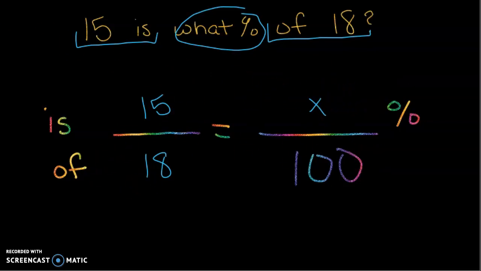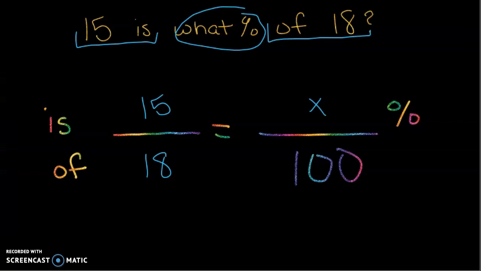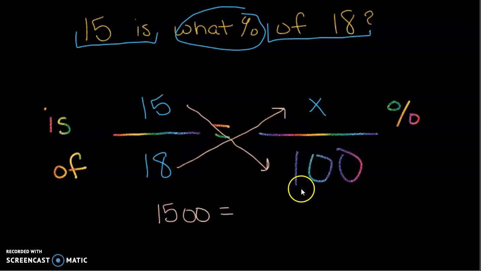The next part is maybe the more difficult part, and that is where we actually have to cross multiply. So let's cross multiply. 15 times 100 is 1500. 18 times x, we're just going to write as 18x. So we cross multiplied 15 first. It doesn't matter if you did 18x first. That's perfectly fine. They all work the same.